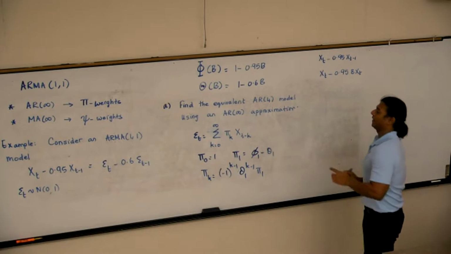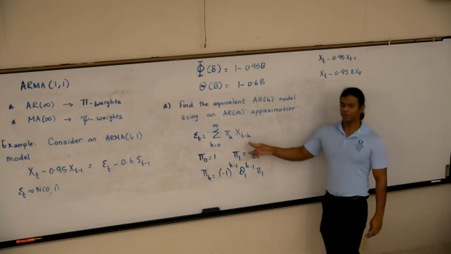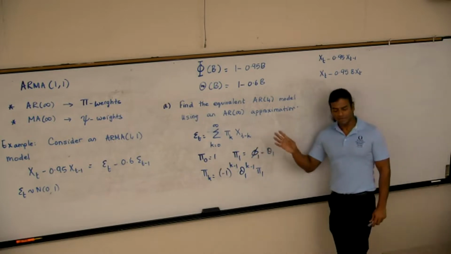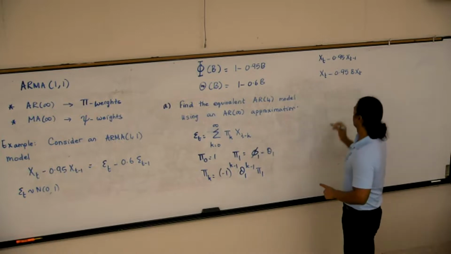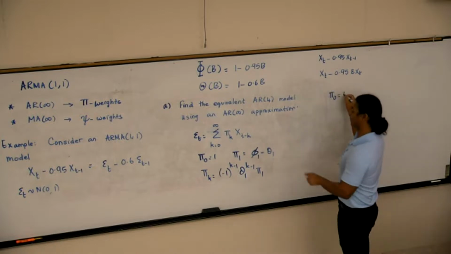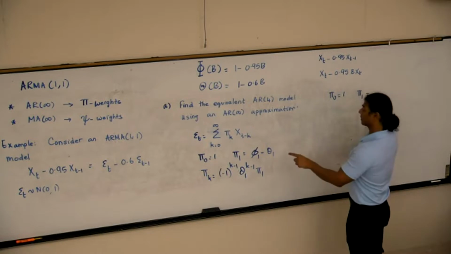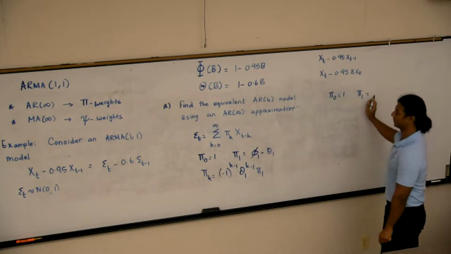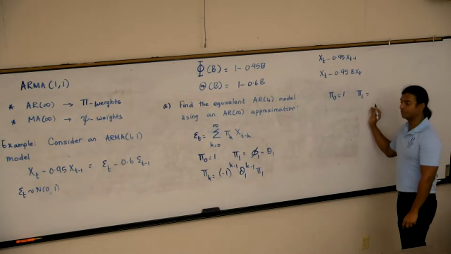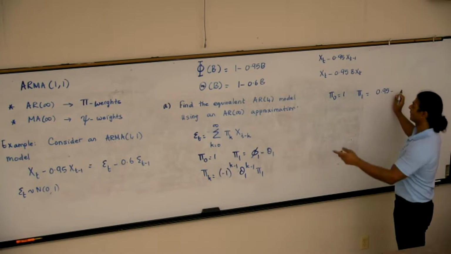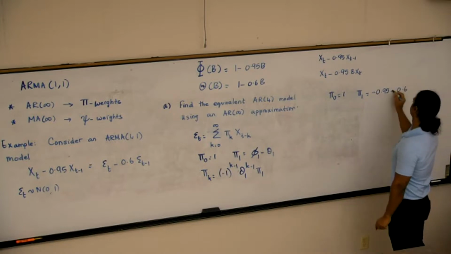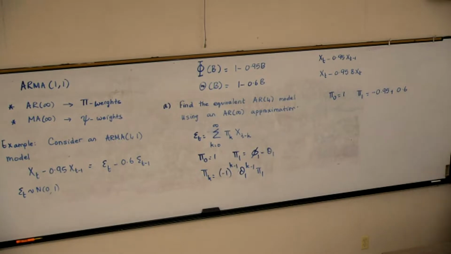So, in order to go up to x t minus 4, I need the first 4 terms, correct? So I need the first 4 pi weights. So pi 0 is always 1. Pi 1 is phi 1 minus theta 1. Phi 1 in our problem is 0.95. So 0.95 minus theta 1.